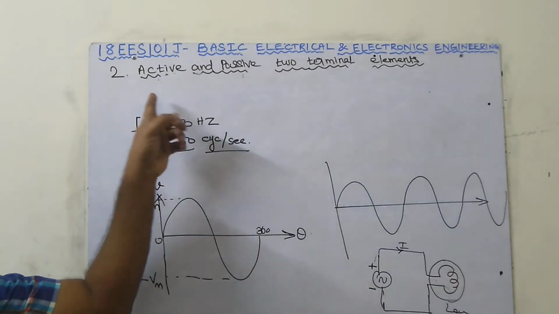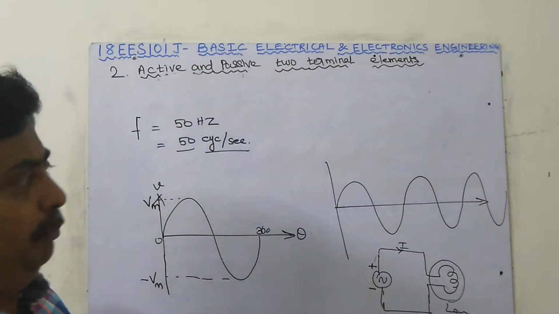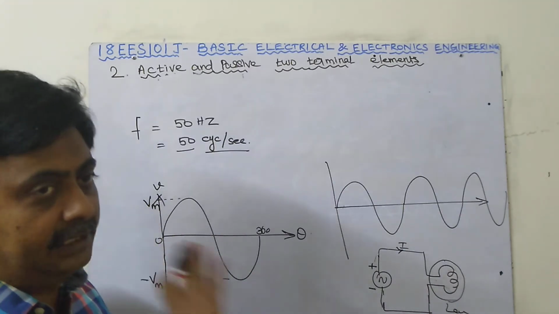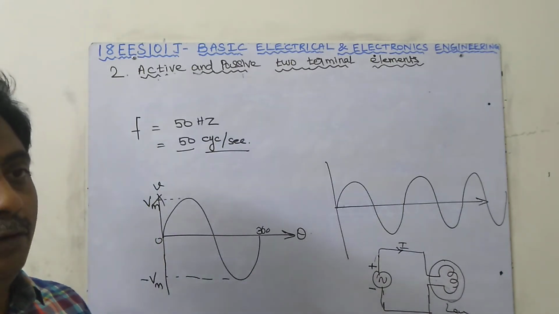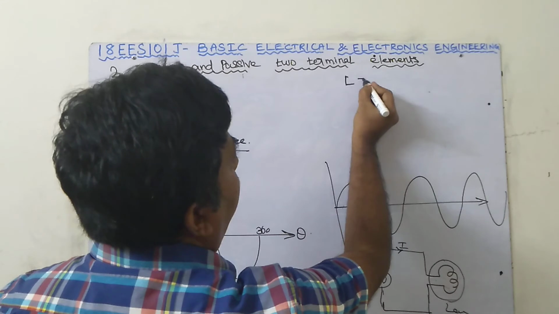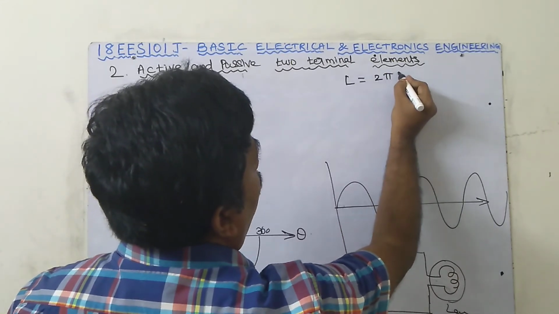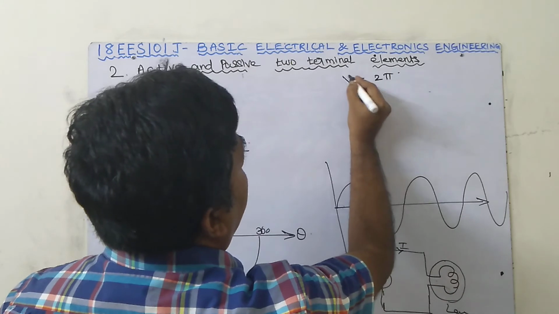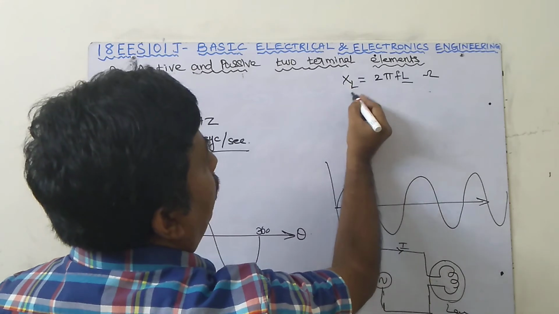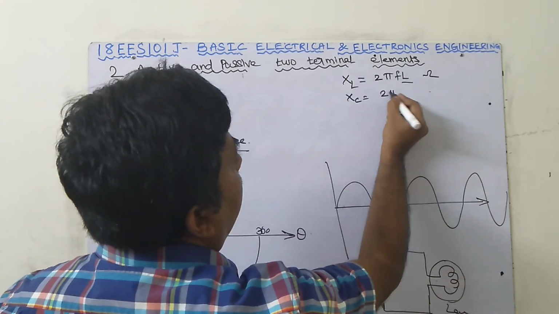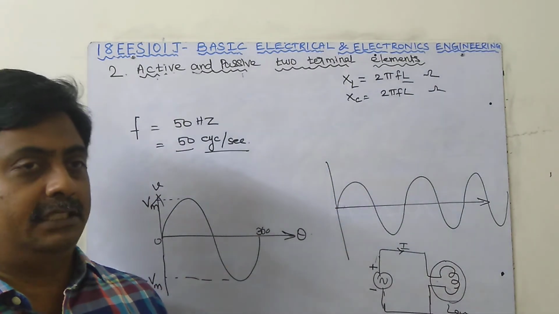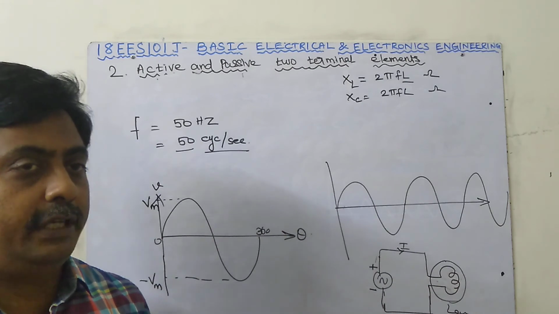In addition to active and passive elements, what is the use of frequency? Frequency is mainly used in AC circuits, not DC circuits. In a DC circuit there is no frequency at all. In AC circuits we consider frequency. Mainly it is used to convert L into XL, where XL equals 2 pi F L ohms, that is, inductance to inductive reactance and capacitance to capacitive reactance. Mainly in circuits, and in machines everywhere, we go for the frequency. Okay, thank you.